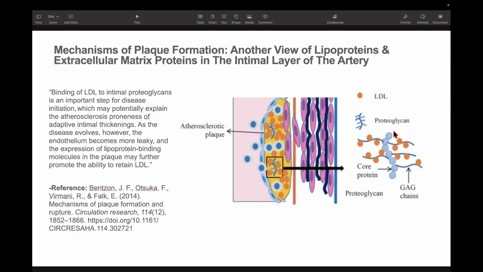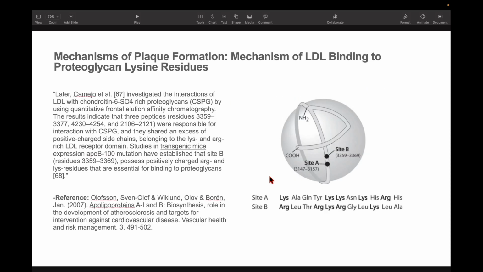lipoproteins are binding to these extracellular matrix proteins, and they're becoming oxidized. They're triggering the immune cells to come, and you have this inflammatory response. More proteoglycans get synthesized, and then more LDL can get captured, and you start to build this fatty plaque, this fatty streak. And so we're going to see this process in just a second as we move forward.